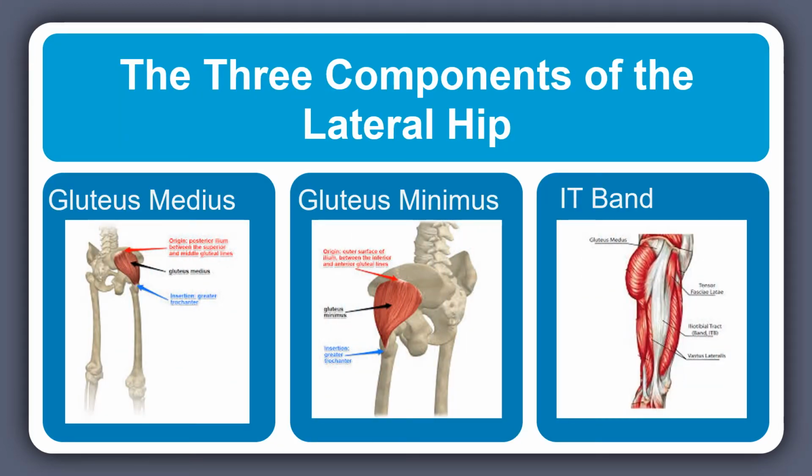So as mentioned previously, the 3 components of the lateral hip are the glute medius muscle, the glute minimus muscle, and the IT band. And so both glute muscles come off of the lateral hip and attach onto the femur. And the IT band is a long portion of connective tissue that also originates at the same location as the glute muscles, but attaches to the outside of the knee. So sometimes when there's weakness in this area, it can also affect the knee.